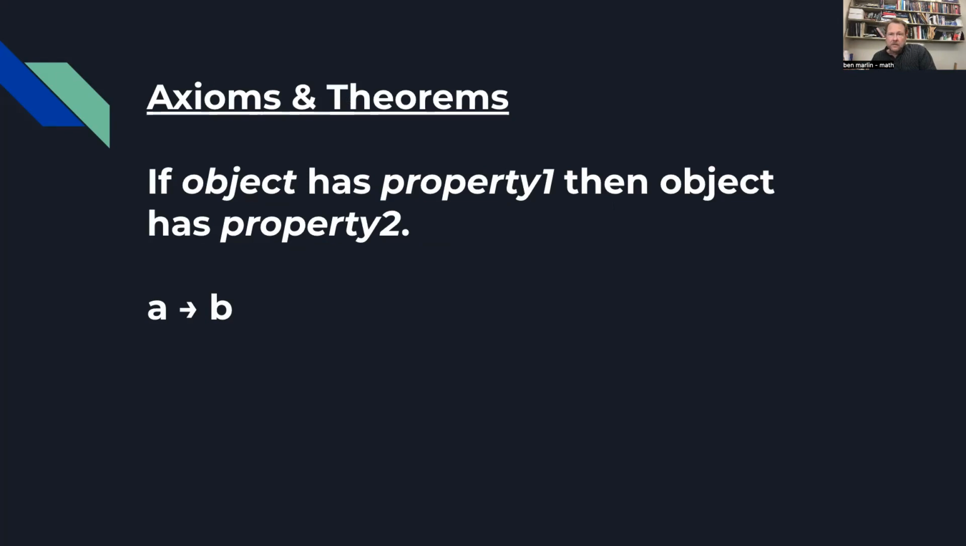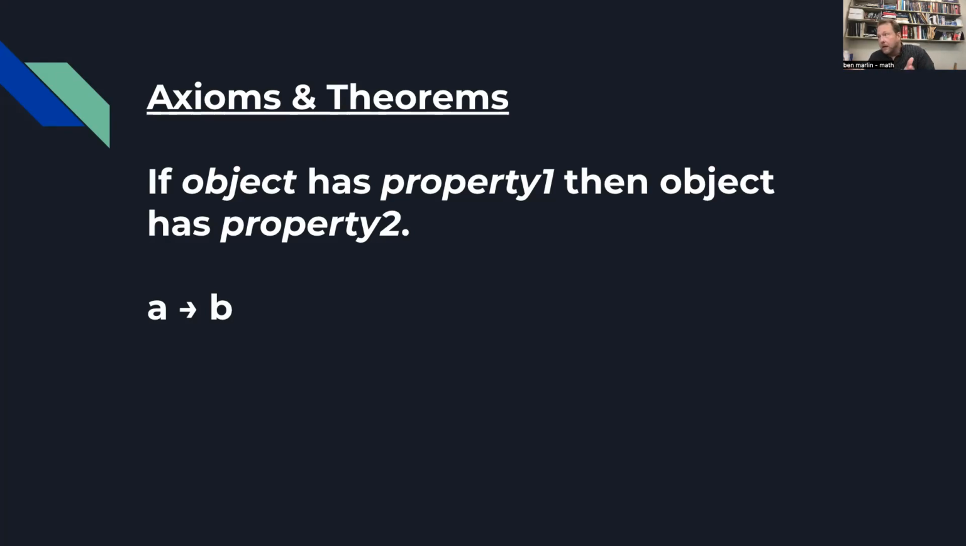Axioms and theorems are different things. Axioms are things you assume because there's no way to prove them. And theorems are things that are true that you prove using the axioms. Okay. But axioms and theorems will both have a statement that boils down to something like this. If object, whatever the object is, has property 1, then the object has property 2.